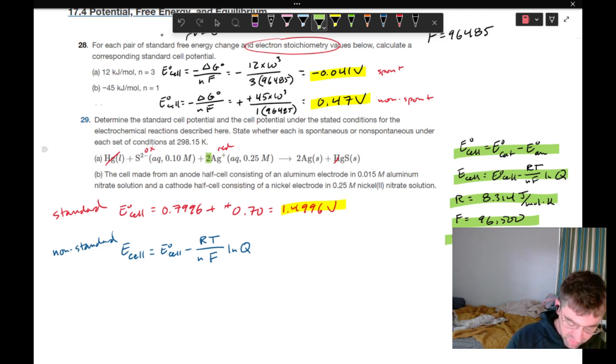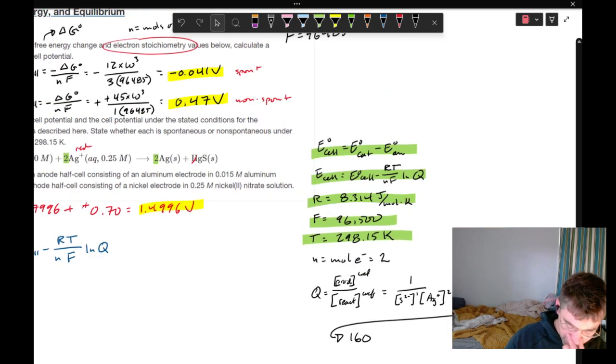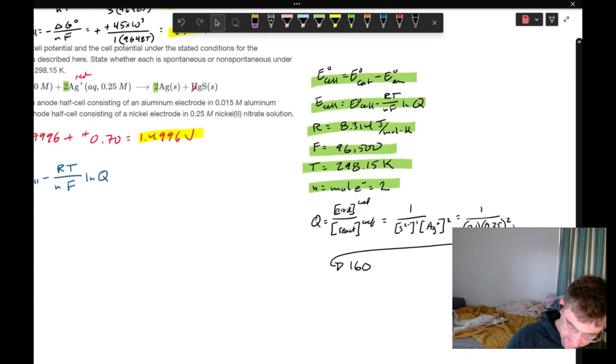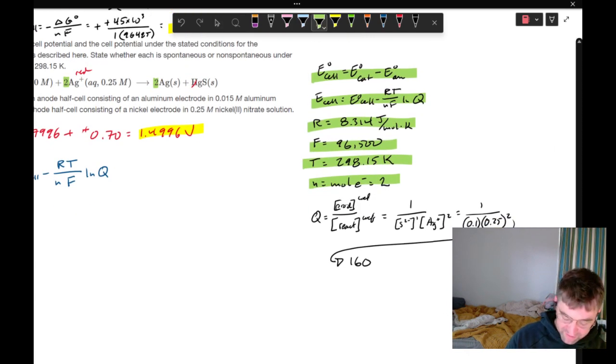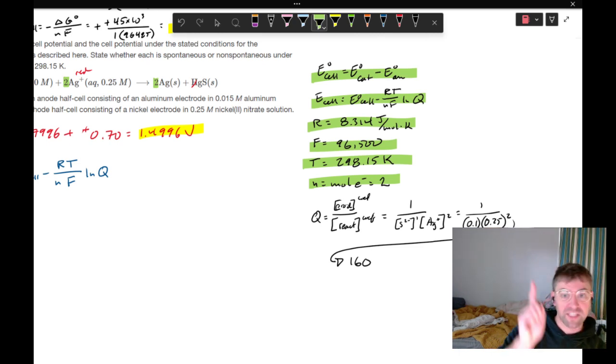This one's really easy because we only have one stoichiometric coefficient. We know that there's going to be 2 electrons involved in this. So our N equals 2. And then for Q, it's concentration of products. Remember, your coefficients refer to your stoichiometric coefficients, your exponent. Products raised to their coefficients over reactants raised to their coefficients.